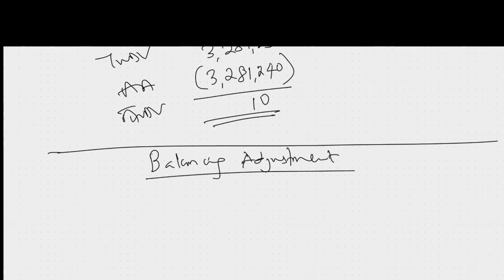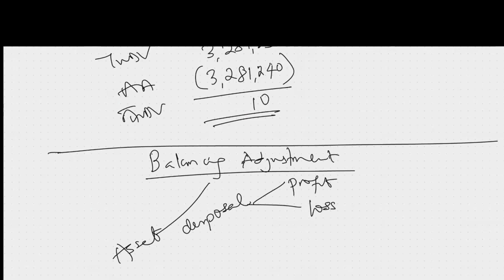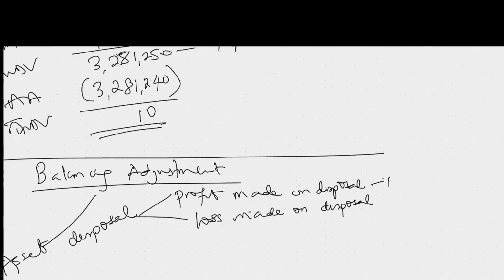Now, when an asset is disposed, in our trading profit and loss adjustments, any profit or loss made on disposal is not taxable, not allowable.